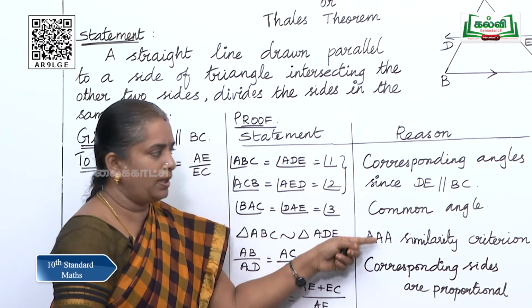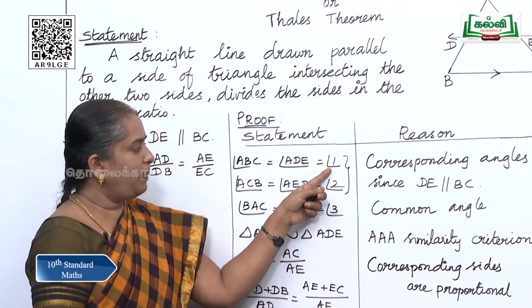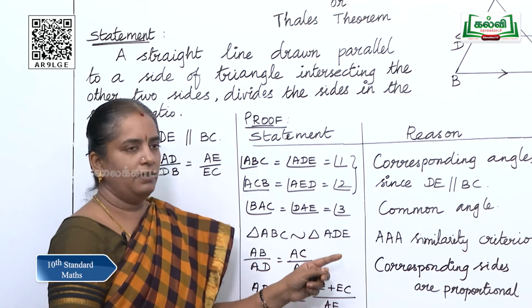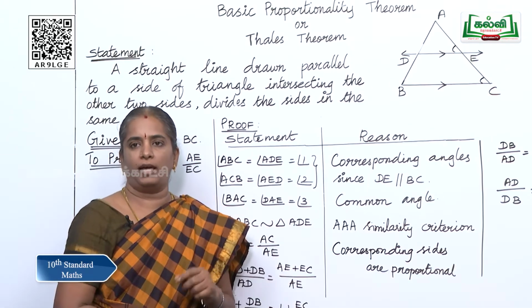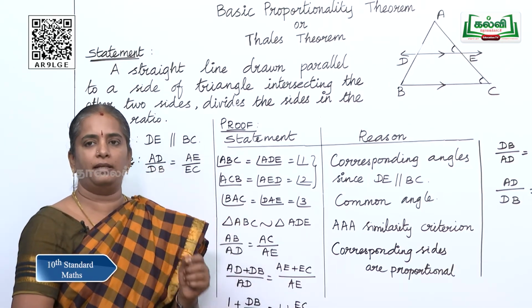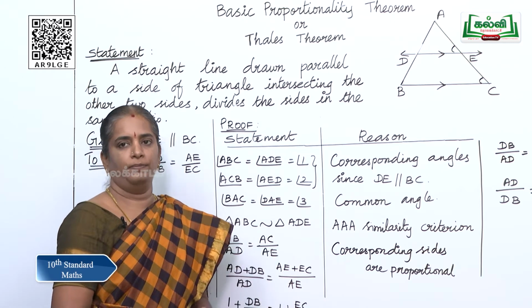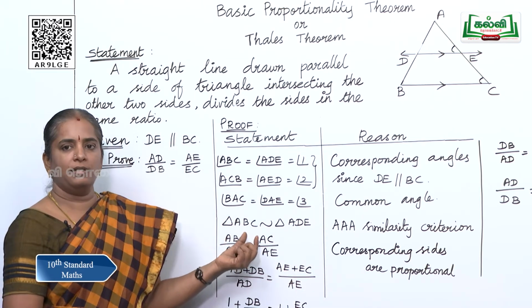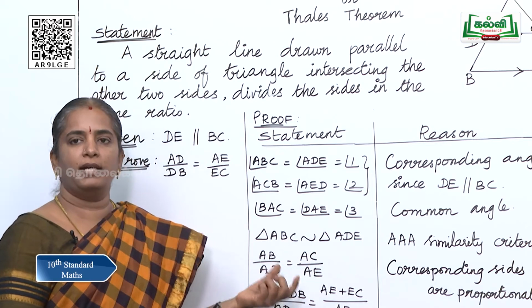Look at these 3 points. Here one pair of angles is equal, here one pair and here one pair. We can say that the angle similarity criterion is used here. According to the AAA criterion, we can say that the triangles are similar. Very good. The triangles are similar.